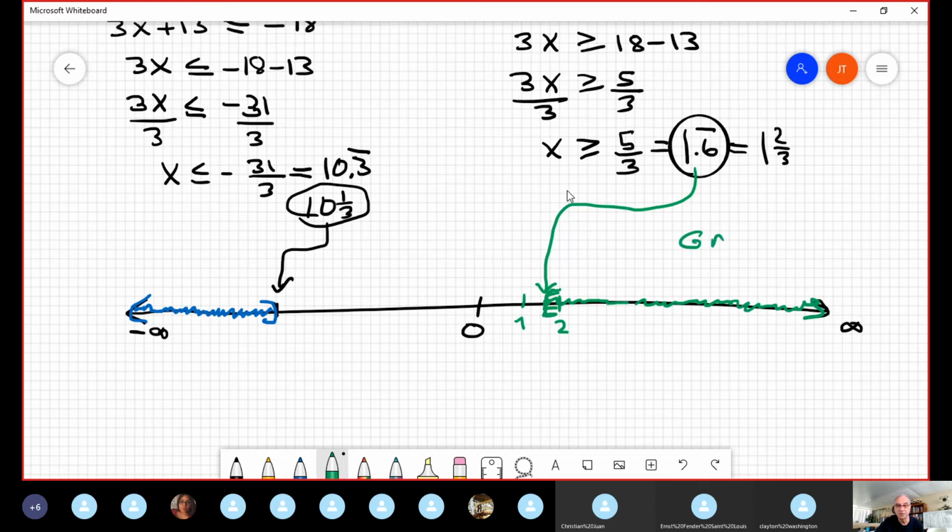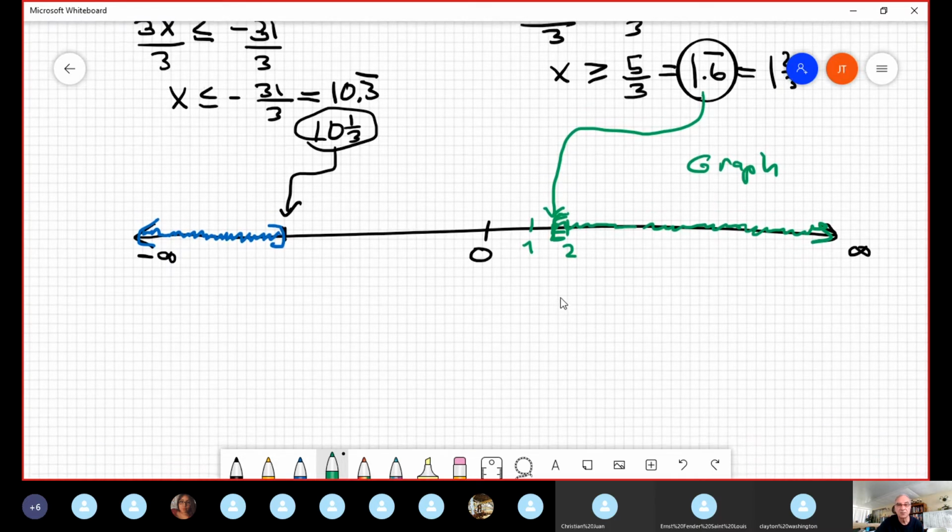This is the graph representation, and the set-builder notation that represents this idea is x such that, and you put both. Let's suppose x less than or equal to negative 31 over 3. You can write it either way, like a fraction, or like a decimal, or like a mixed number. It doesn't matter. It's equivalent. Or x greater than or equal to 5 over 3.